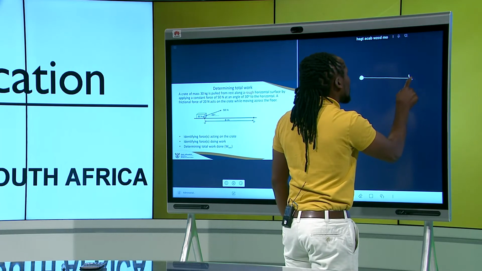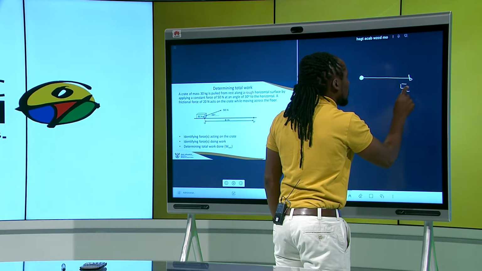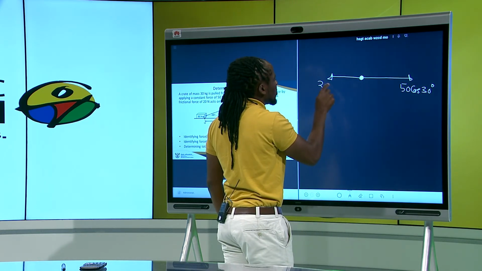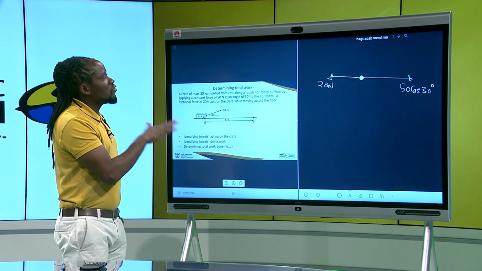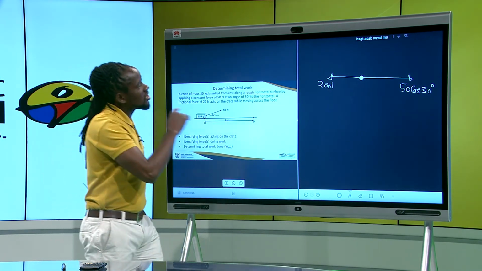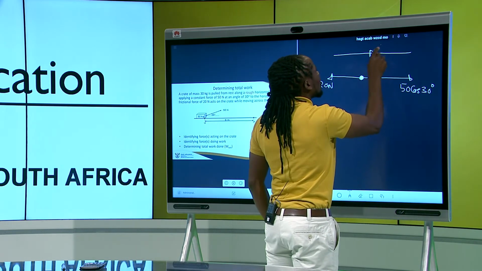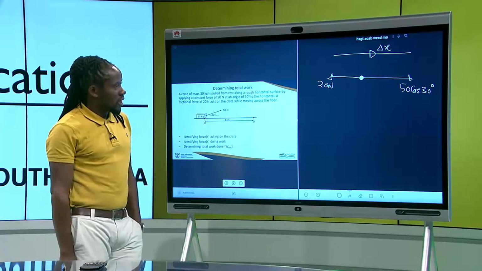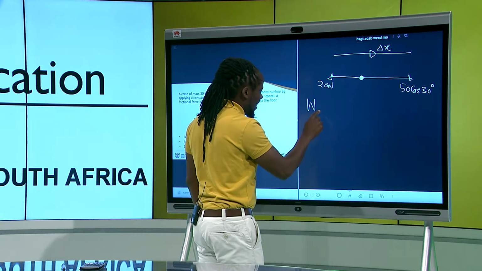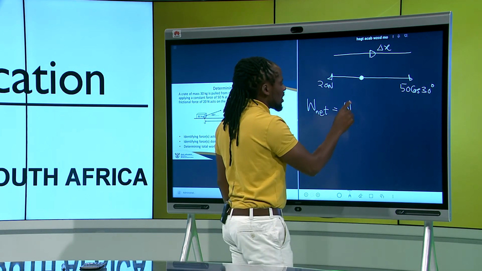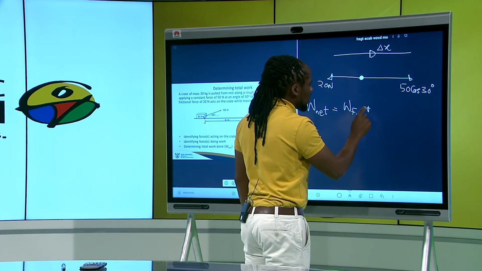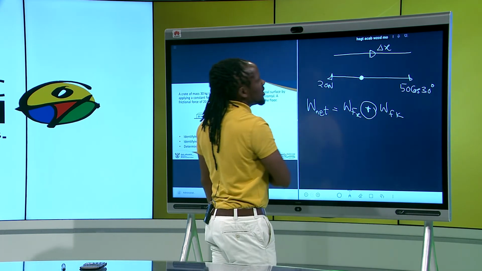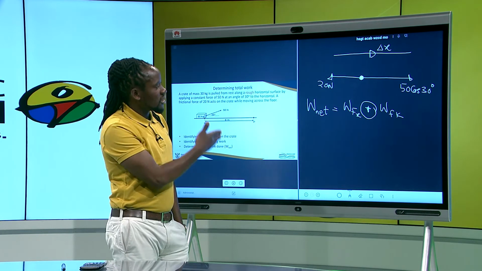We've got the Fx, which is 50 cosine of 30 degrees, right? Then we also have the 20 newtons. These are the two forces that actually do work on the object, because the displacement of the object is horizontal in that direction. Now, we want to determine the total work. So the total work done is equal to the work done by Fx plus the work done by F kinetic, right? So this is the net, the sum of the forces.